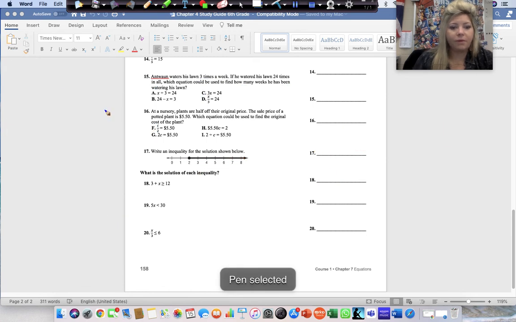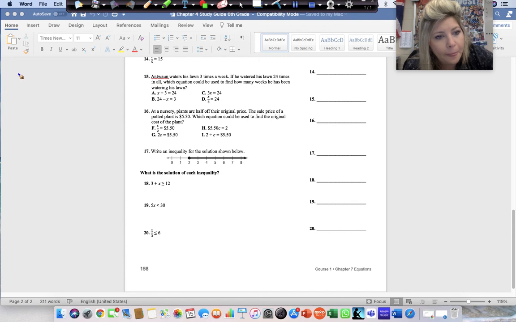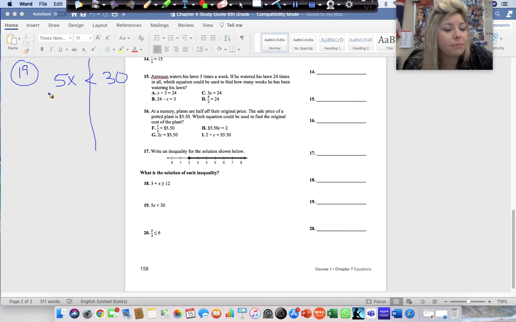Okay, now we have 19. We have 5x is less than 30. Draw your line down from your inequality sign. X is being multiplied by 5, so to solve we have to do the opposite, which is divide both sides by 5. 5 divided by 5 is 1, and 1 times x is x, so we have x is less than 30 divided by 5, which is 6.